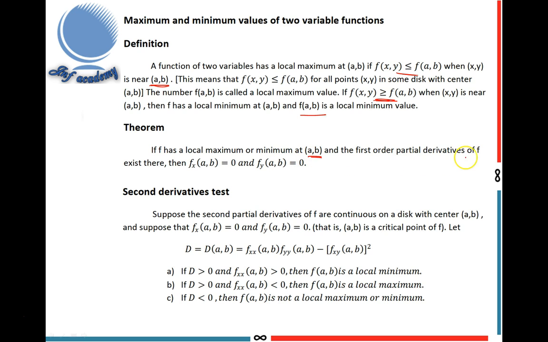Next, one theorem: if f has a local maximum or minimum at (a,b) and the first order partial derivatives of f exist there, then fx = 0 and fy = 0 at (a,b). This is the one theorem.